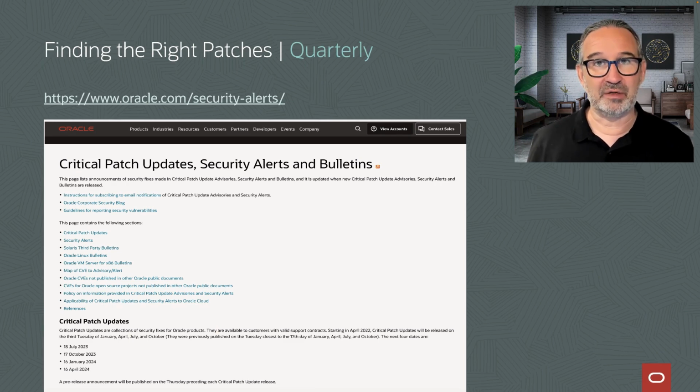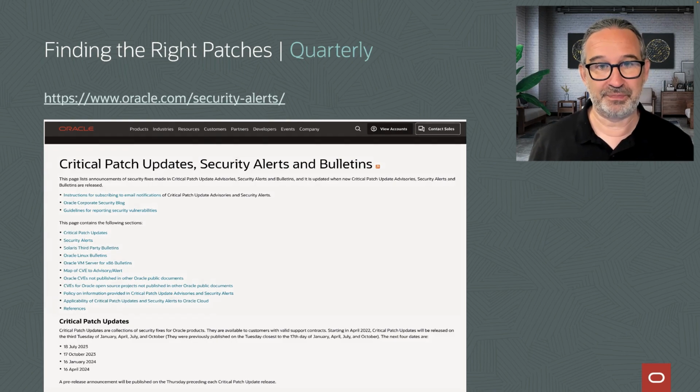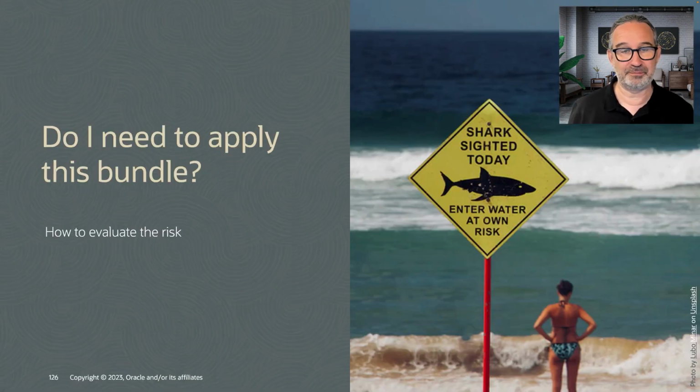So every quarter, we release the so-called critical patch updates, which means you can check. We deliver enough information with the critical patch updates, giving you an idea whether you need and should apply the bundle patches. Every quarter means in January, April, July, and October, always on the Tuesday closest to the middle of the month, we release the quarterly patch bundles.